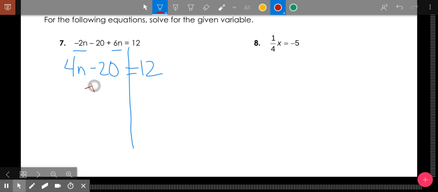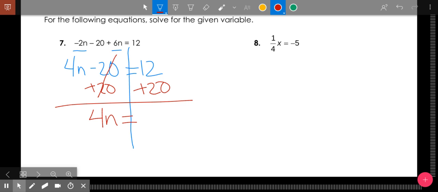Next step, move our constant. So do the opposite, which is add 20. This cancels, so you're left with 4n equals 32. Last step, divide to get that n by itself. Your 4's cancel, and you're left with n equals 8.